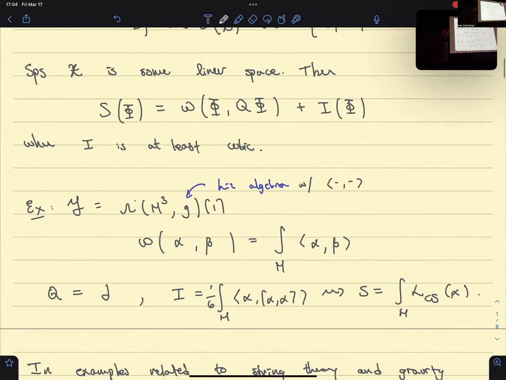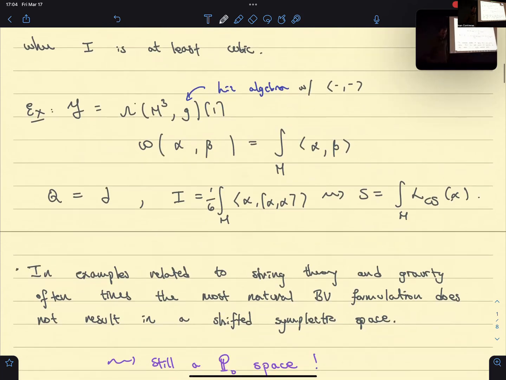So the example one should always give is the following. So let M be a 3-manifold, G is a Lie algebra. I look at, sorry, that should say X. So this is the de Rham forms on the 3-manifold with values in G shifted down by 1. There's a shifted symplectic form on this space, which is just wedging and integrating. Here I'm assuming G is equipped with an invariant metric, and I'm using that to define this shifted symplectic structure. This is a -1 shifted symplectic structure.